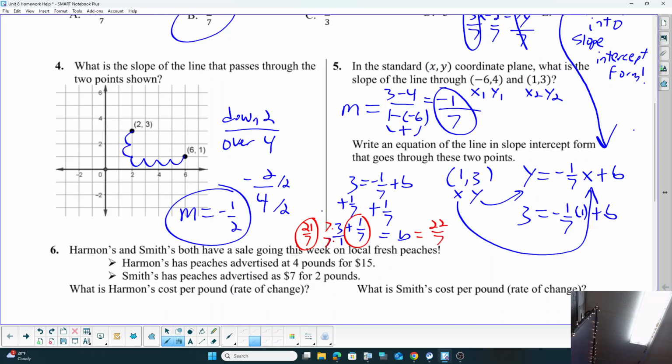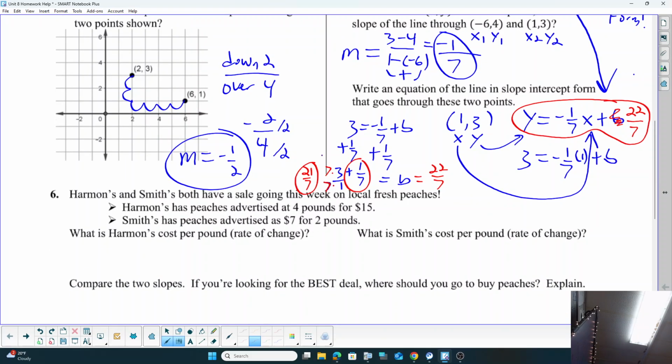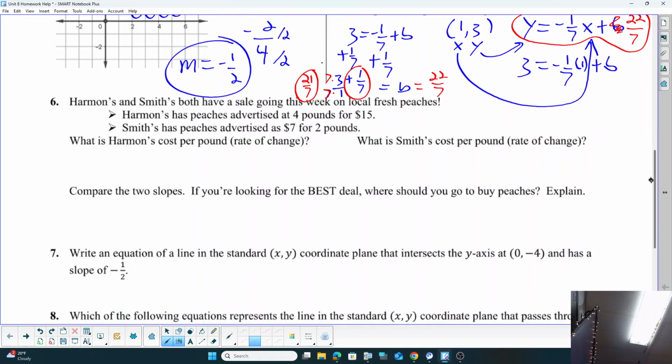And so that's going to be the equation of our line. So our b value is 22/7. So y equals negative 1/7 x plus 22/7 is our answer. So that was a little bit tougher one, wasn't it? So give number 6 a try now.